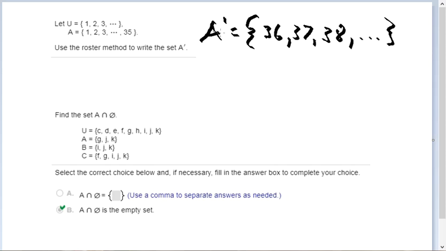So if we put A together with its complement, we would have the entire U, which stands for universal set. All right, let's come over here and take a look at this next problem.